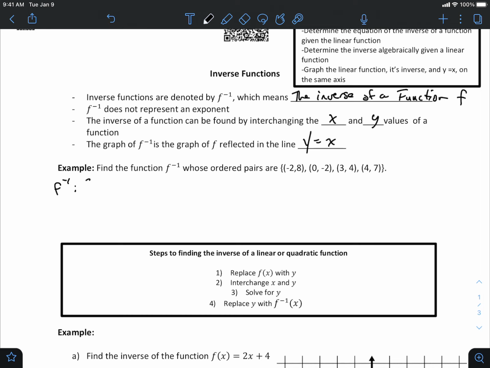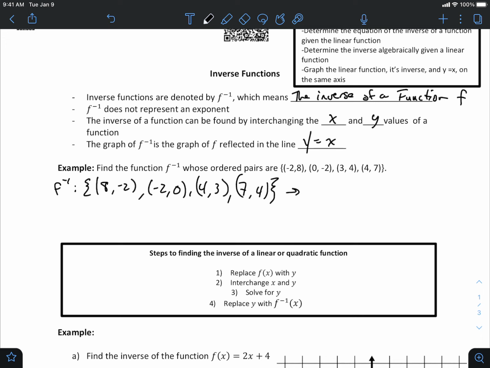is going to be, there's a little squiggly bracket again, okay? 8, negative 2, careful, negative 2 and 0. Be careful when you do this, you don't just gloss over any of them. Make sure you flip all of them. 4 and 3, and 7 and 4.